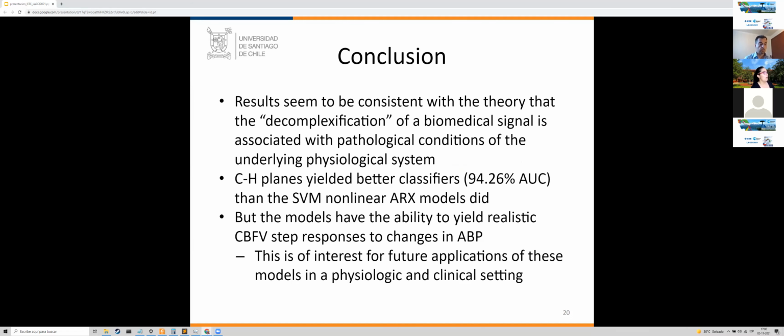So, final slide. As a conclusion, our results seem to be consistent with the theory that the decomplexification of a biomedical signal is associated with a pathological condition of the underlying physiological system. The complexity entropy planes yielded better classifiers, but the models have the ability to yield realistic cerebral blood flow velocity responses, step responses to the changes in pressure. This is of interest because for future applications, we can apply clinical and physiological settings.